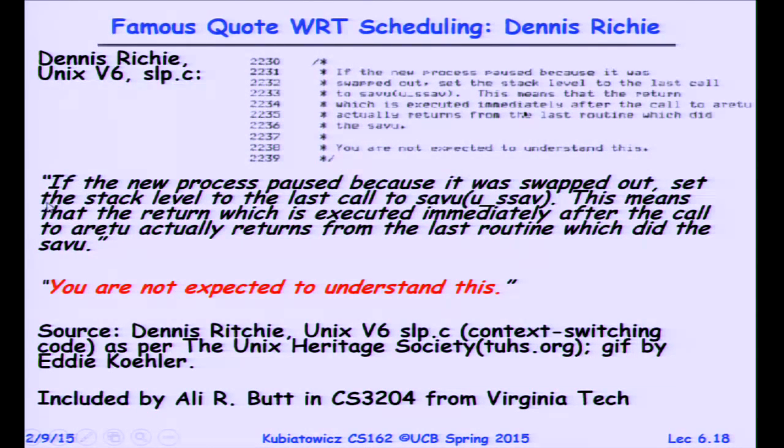If the new process paused because it was swapped out, set the stack level to the last call to savu, that's u_ssav. This means that the return, which was executed immediately after the call to aretu, actually returns from the last routine, which did the savu. Quote, you are not expected to understand this.